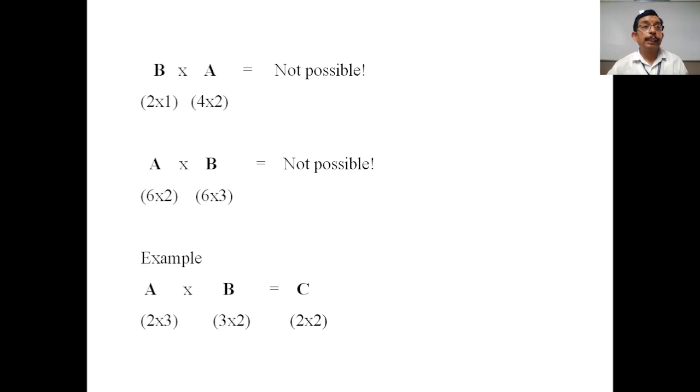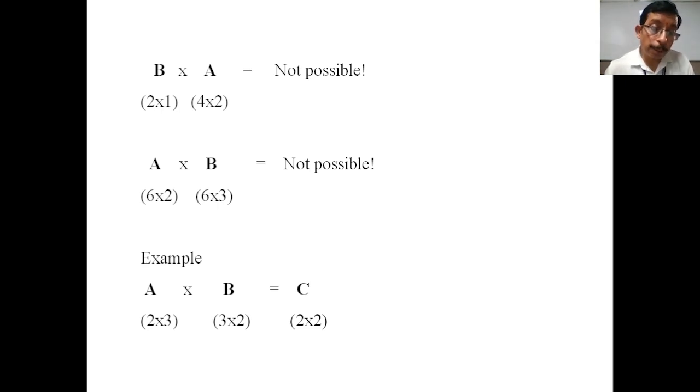First we check that the number of columns of the first matrix is equal to the number of rows in the second matrix. If equal, then multiplication is possible. If not equal, then multiplication is not possible. It is clear. This is the main step of the multiplication.